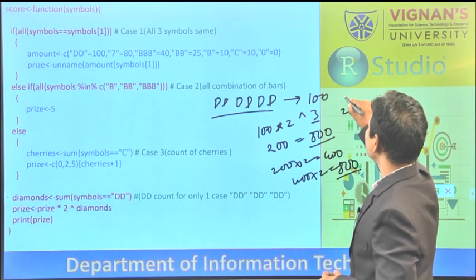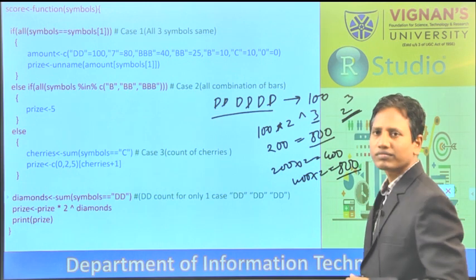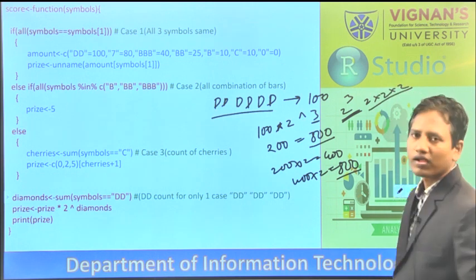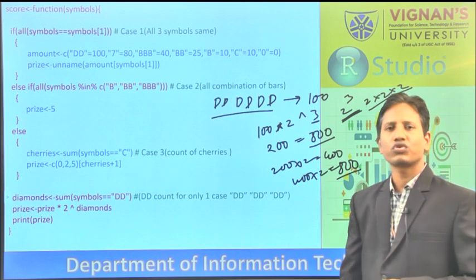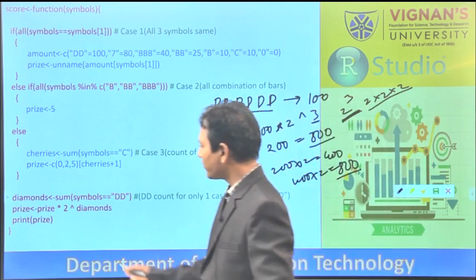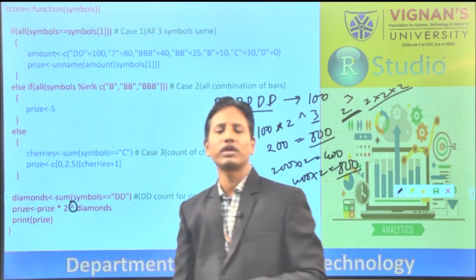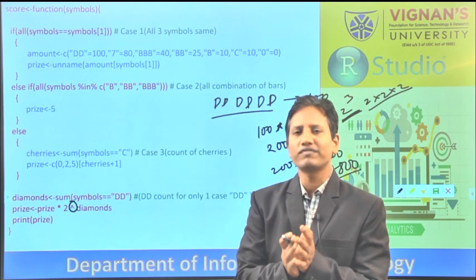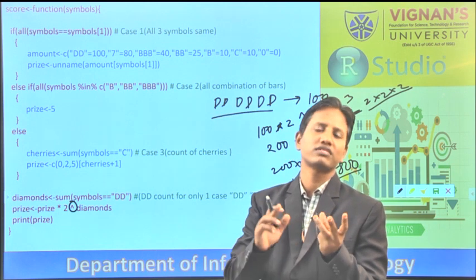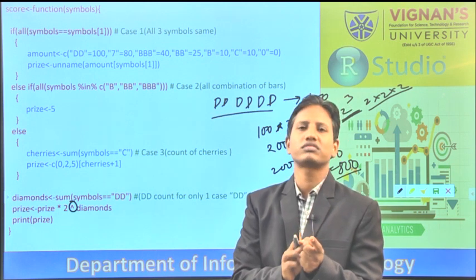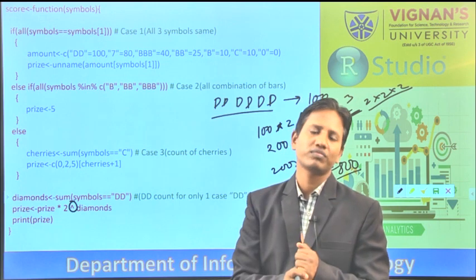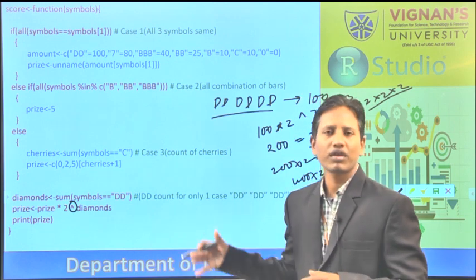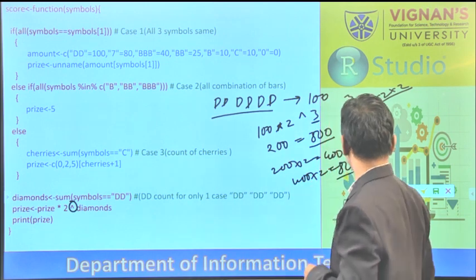So 2 power 3 is 2 into 2 into 2, you're going to get. With the help of this arithmetic operator, we simply implemented this one. So if we have a good grip on the usage of logical operators, Boolean operators and arithmetic operators, then a lot of things we can perform easily. Okay, so with this we are done with these 4 cases.